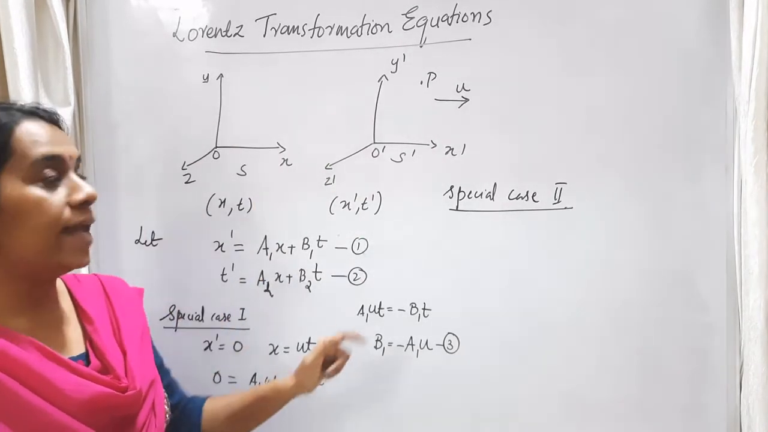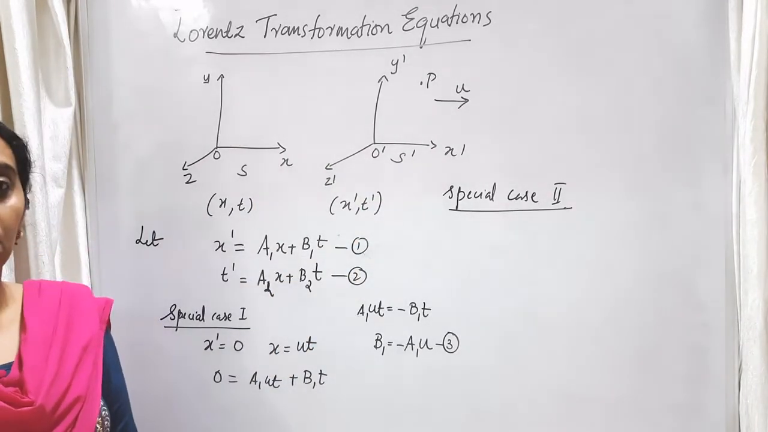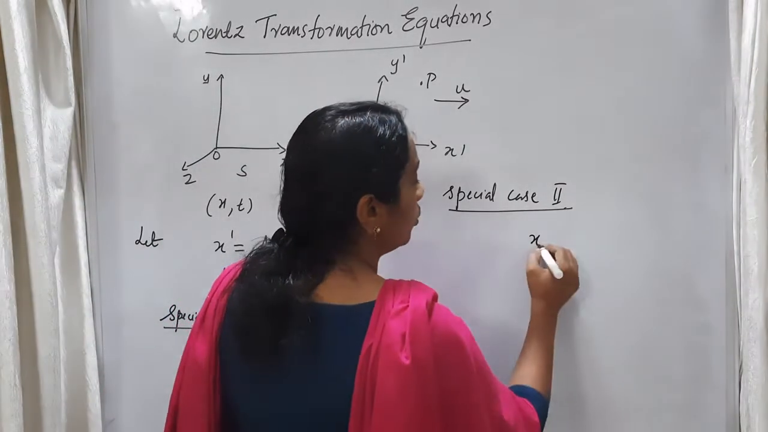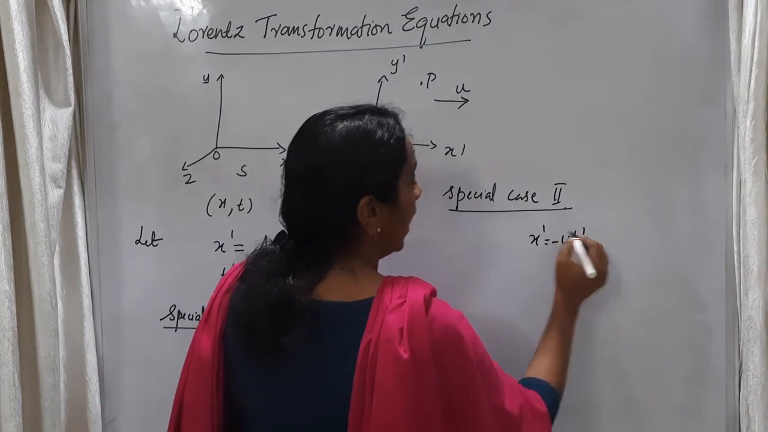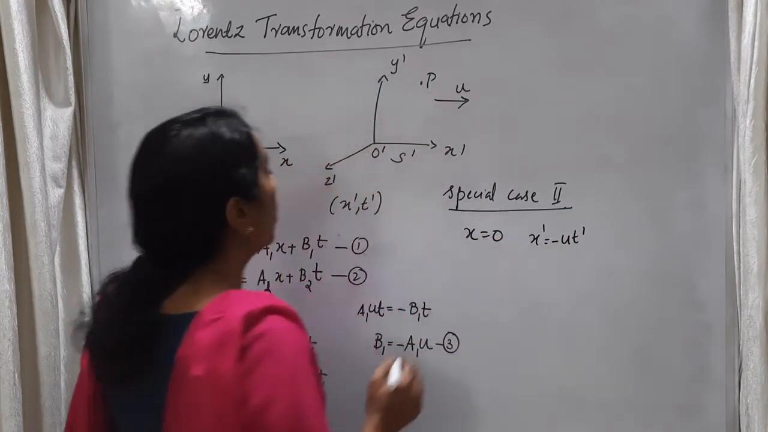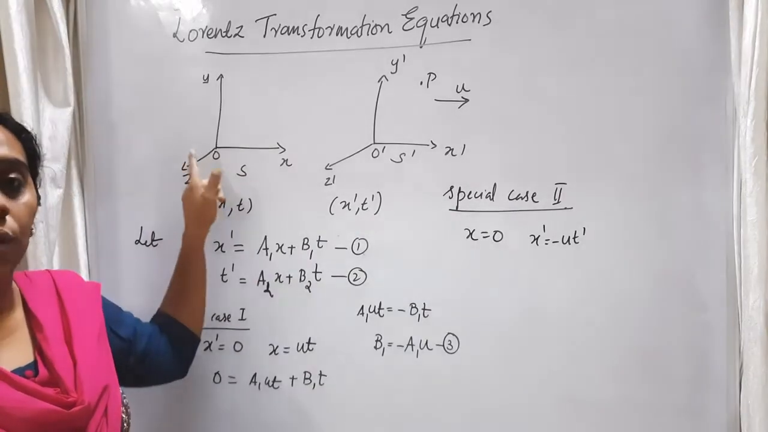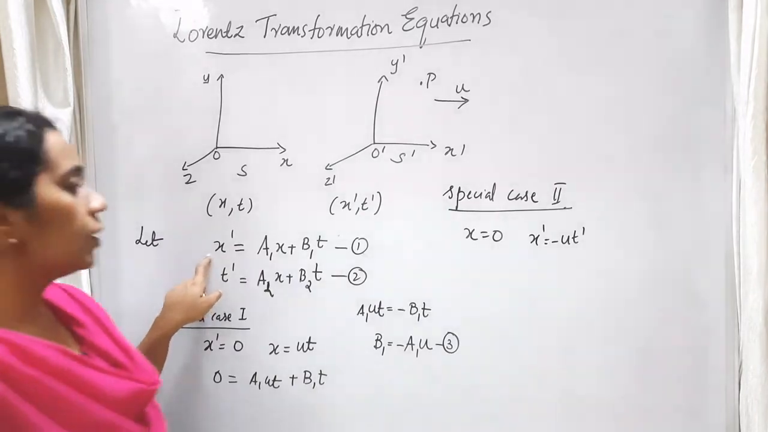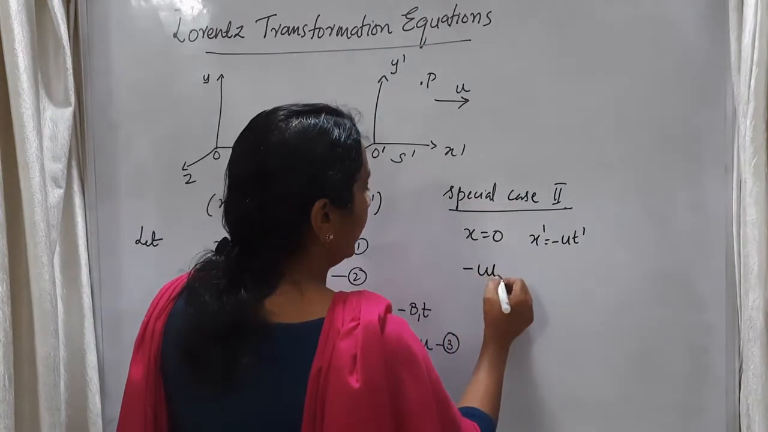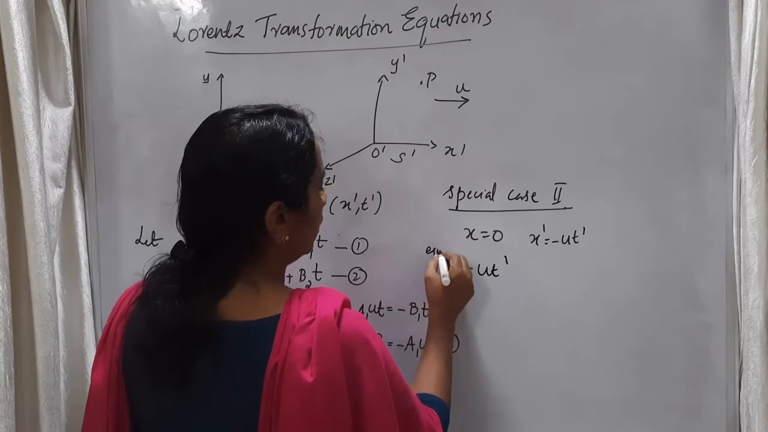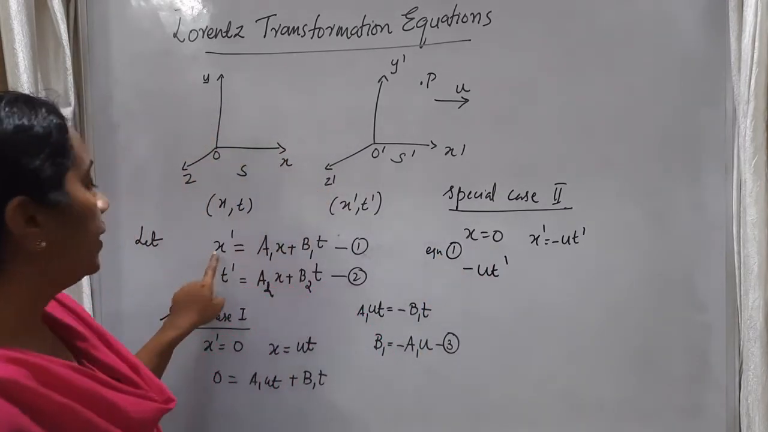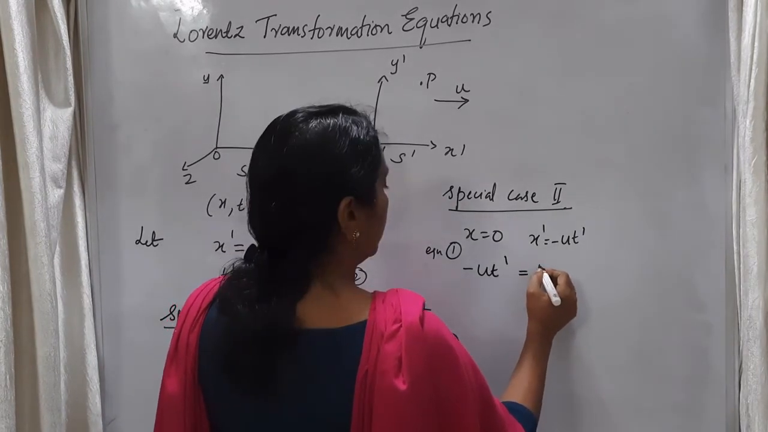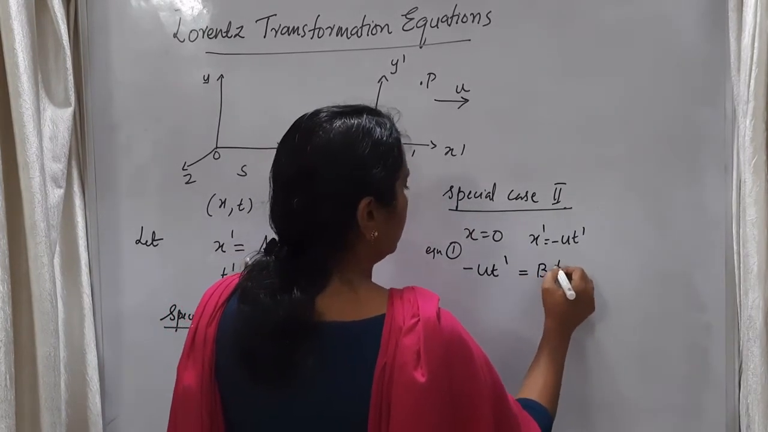So after time t dash, what is the position measured by the observer in the S dash frame? You can write x dash is equal to minus ut dash, as well as x will be equal to 0 because the object is assumed at the origin of this S frame. Okay, so what does this equation become? You can write minus ut dash, equation 1 becomes minus ut dash is equal to b1 into t.